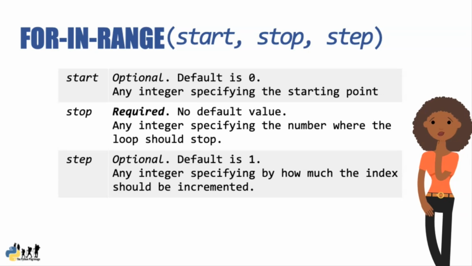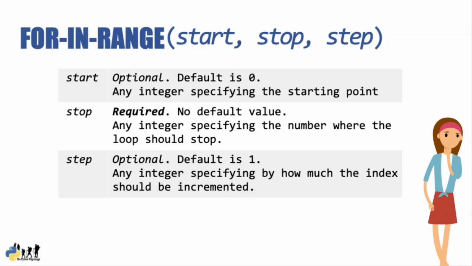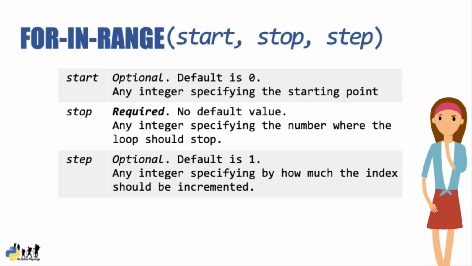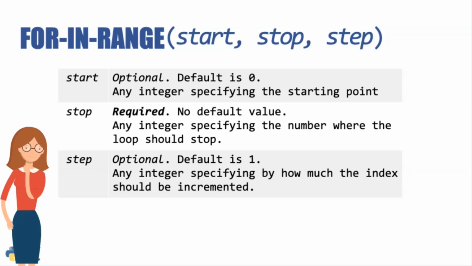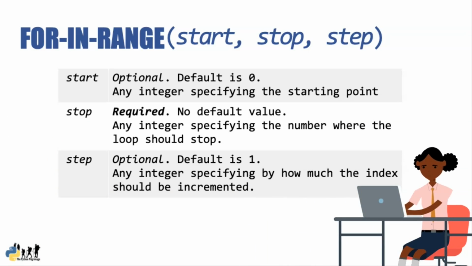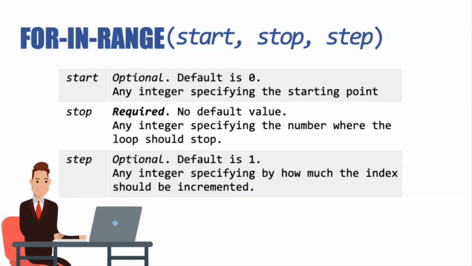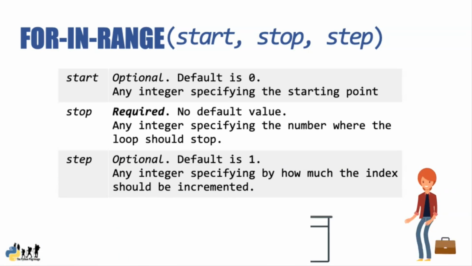For in range with start, stop and step parameters. The start parameter is optional, and its default value is 0. Stop, on the other hand, is required. It has no default value, but should be populated every time range is used. It indicates the number where the loop should stop iterating. This value will not be included in the processing.